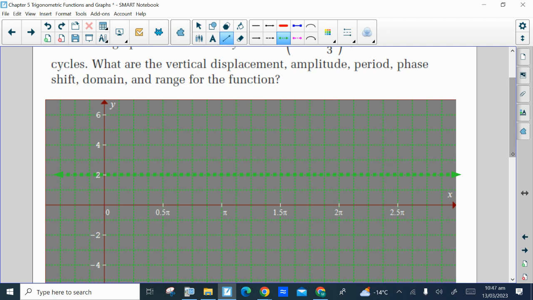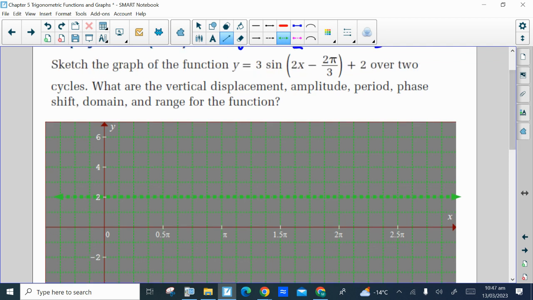But this is a transformation of y equals sine x. So we'll start with that as our base graph. It starts at 0, 0, critical points every half pi or every pi on 2. So there's one cycle of the sine graph.